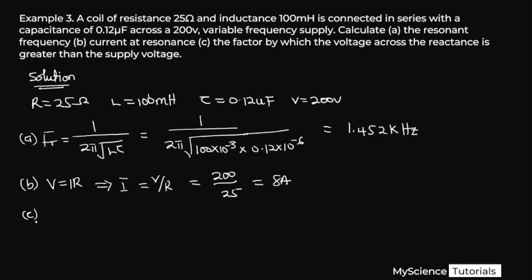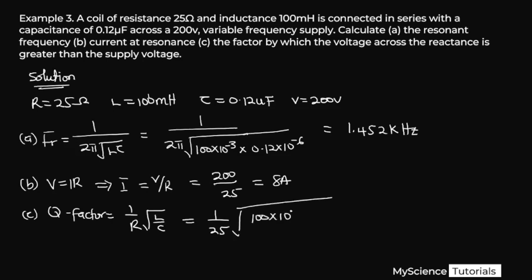Now Q factor, there are so many ways to calculate Q factor. The common way is to quote the Q factor formula, which is equal to 1 over R, the root of L on C. So this is equal to 1 over 25 multiplied by the root of our L, which is 100 times 10 to the power minus 3, on our C, which is 0.12 times 10 to the power minus 6. If we compute everything into the calculator, we are going to get 36.5 volts.